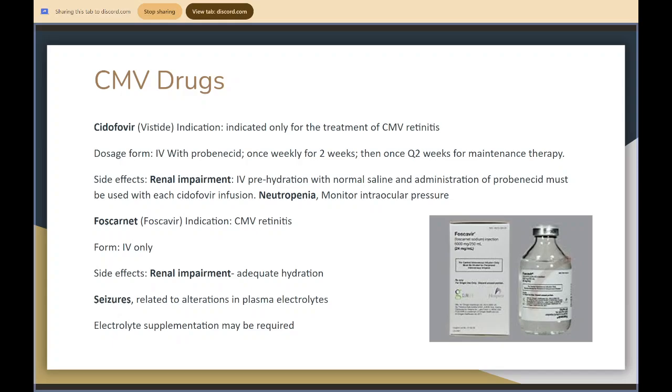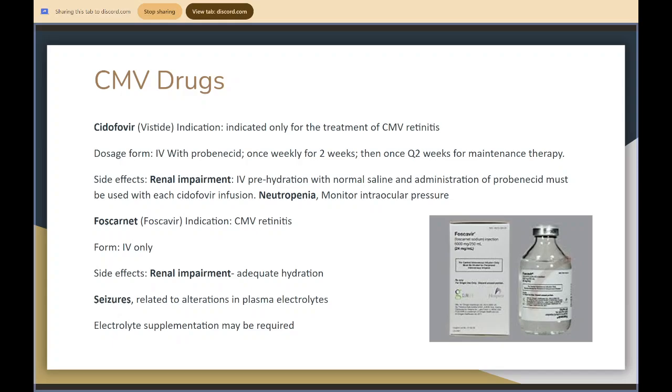Bottom right, we have Foscavir or Foscarnet. It's available IV for CMV retinitis. Renal impairment is a side effect. The patient requires adequate hydration. Another side effect are seizures, and this can be related to alterations in plasma electrolytes. Sometimes you may require additional supplementation.